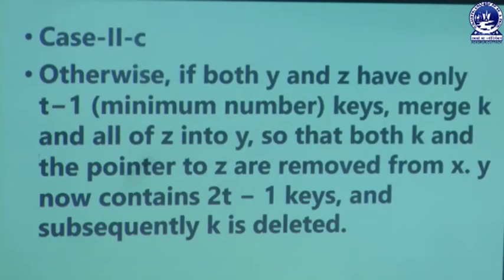Now we will discuss the next rule, that is, otherwise, if both y and z, here otherwise refers to the first rule. If both y and z have only t minus 1, that is the minimum number of keys, then we will merge k and all of z into y, so that both k and the pointer to z are removed from x. Actually, this is also a complicated rule to understand. First, let me give the example so that you will understand it.